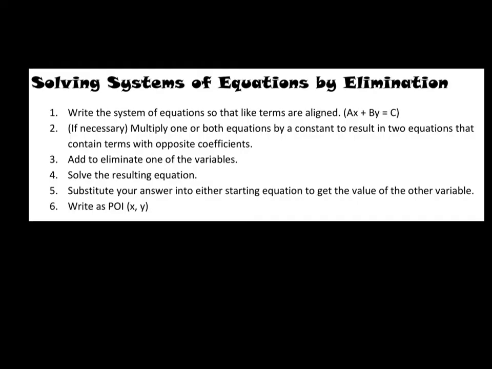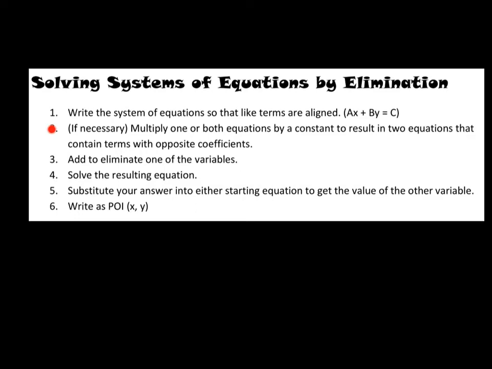Okay, so every one of you should have this in front of you. It's the steps that we're going to go through in order to solve a system of equations by elimination. So the first thing we need to do is write the system of equations so that the terms are what we call aligned. Basically that means that we need them to be in this form: ax plus by is equal to c. So we want our x terms on top of our x terms, our y's on top of our y's, our equals aligned up, and then our constants alone on the other side.